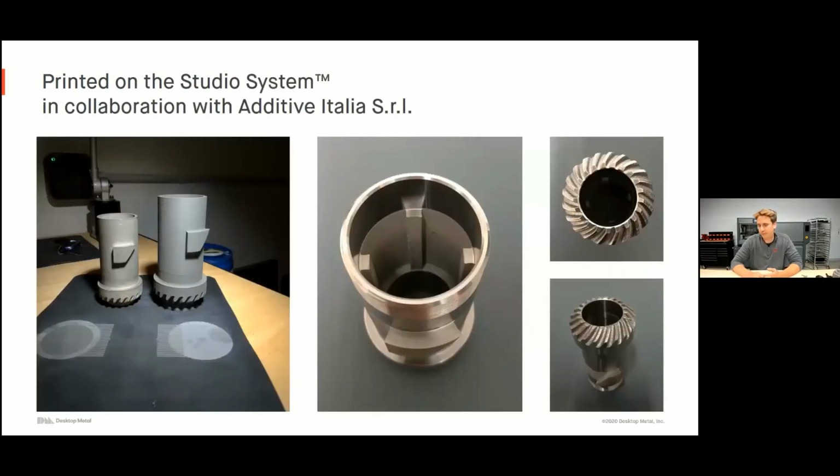So this part was able to be printed. You can see a couple different printed iterations here. On the left, the one on the far left is going to be the part after the furnace. The one on the right is off the printer. I should have mentioned there is a little bit of shrink involved in the process. About 20% happens in the furnace, but that's fully accounted for with the software that comes with the printer. It's going to scale your part for you.